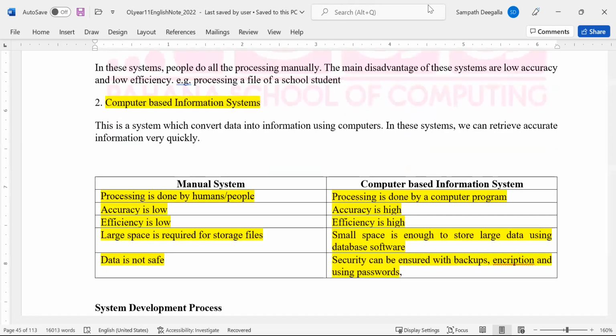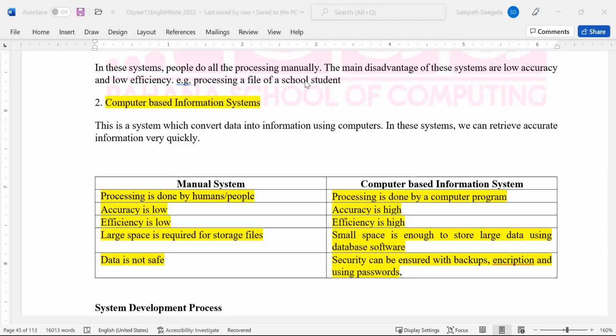So let's look at what the differences are. When you compare a manual system with a computer-based information system, the first point is that in a manual system, processing is done by humans. What it means is that humans are involved in manual systems. If you do not have a computer-based information system at the school, yes, your school officer will record everything by hand, right? And when you want to search for information, somebody has to bring the file, go through the file, and manually find the required information.